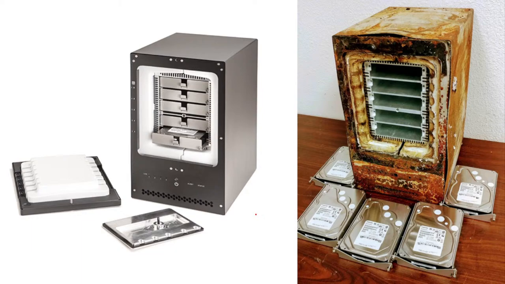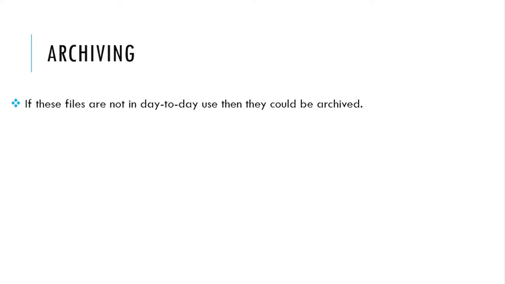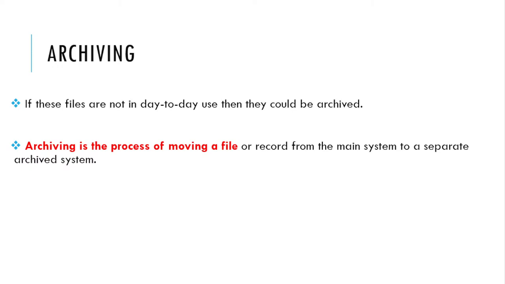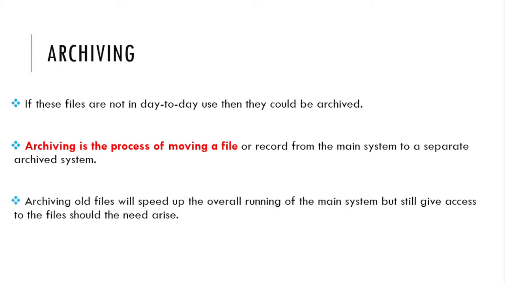When it comes to archiving, backups are copies. Archiving is not. It's moving the data to another location, so there's no backup of it. It gets moved in its entirety. Archiving is the process of moving a file or record from the main system to a separate archive system. What is the benefit of doing that? It gives you more space, and it's going to potentially speed up your system, improving the overall run of the main system, but still give access if the need should arise.